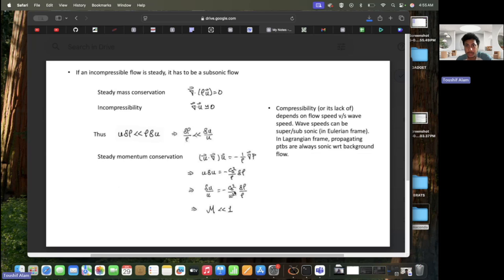So compressibility, or its lack, depends on flow speed versus wave speed. Wave speeds can be supersonic or subsonic in the Eulerian frame. In the Lagrangian frame, propagating perturbations are always sonic with respect to the background flow. Okay, but in the Eulerian frame, it can be supersonic.